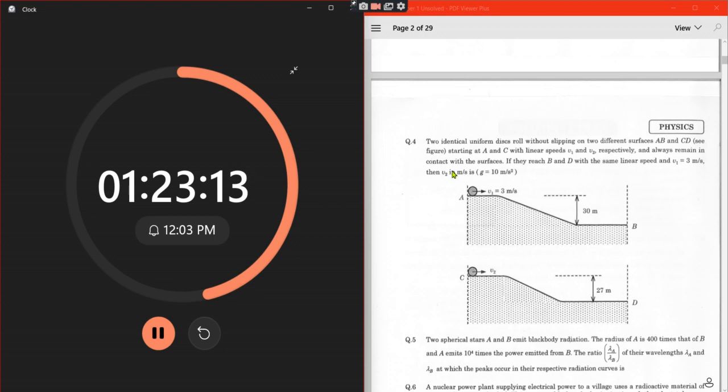Surfaces are smooth? Okay. They always remain in contact with the surfaces, so the work done by the normal force is 0 in that case. If they reach B and D with the same linear speed and V1 is equal to 3 meters per second, and these are uniform discs. B and D have the same linear speed.